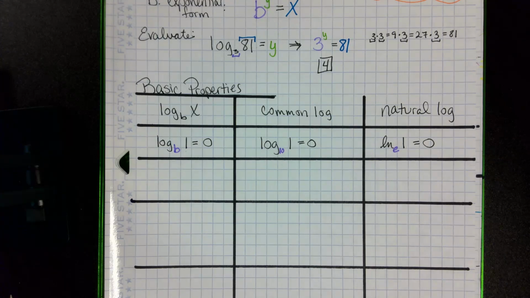What does it say before the e? ln. Yes, most of the time people write ln with a cursive L, because if you do a regular l, then it looks like a 1.